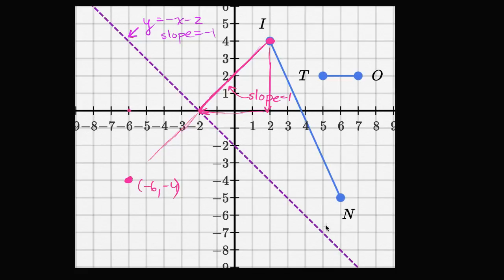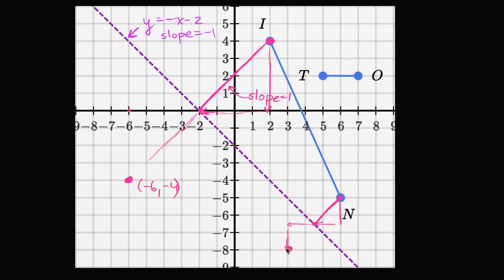For point N, we already know that if we drop a perpendicular, it's going to have a slope of 1, because this purple line has a slope of negative 1, and the negative reciprocal of negative 1 is positive 1. To go from this point to the point of intersection, we go down 1.5 and to the left 1.5. We want to do that on the other side, staying on this perpendicular line, so we go left 1.5 and down 1.5.